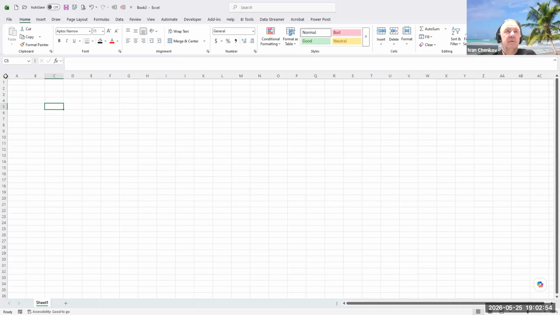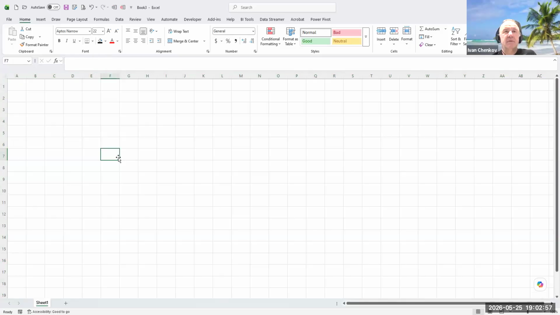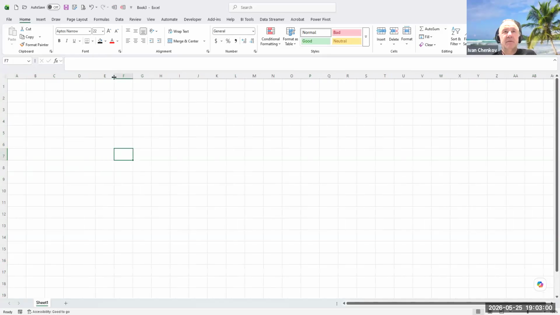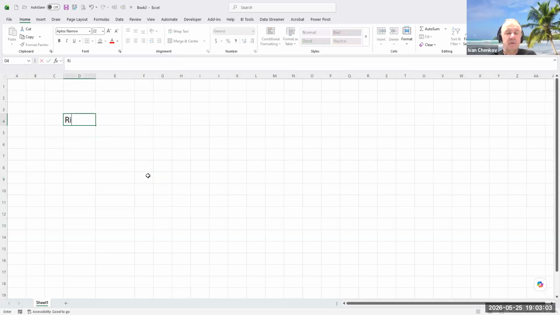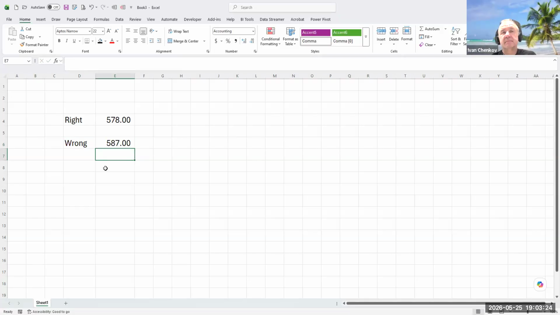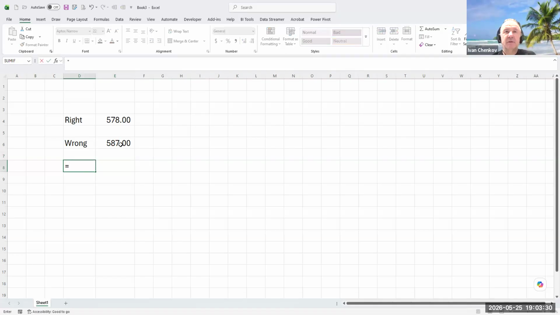So let me make it bigger, do it this way. So let's pretend that the right number is 578. This is the right number. But you make a mistake. Now the wrong one is 587. So when you look at those numbers and you take the difference between the right one and the wrong one, it is 9.